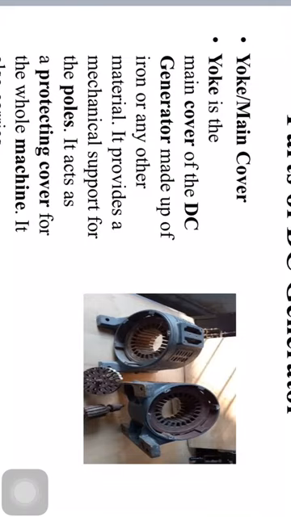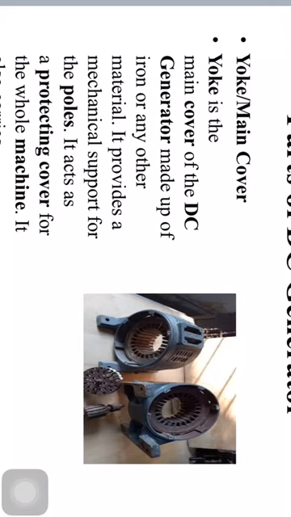Coming to the choice of material, it has to provide a low reluctance path. It must be made of some magnetic material, and it is generally made of cast iron because it is somewhat cheap. For large machines, rolled steel or cast steel is used because they provide high permeability, that is low reluctance, and give good mechanical strength.